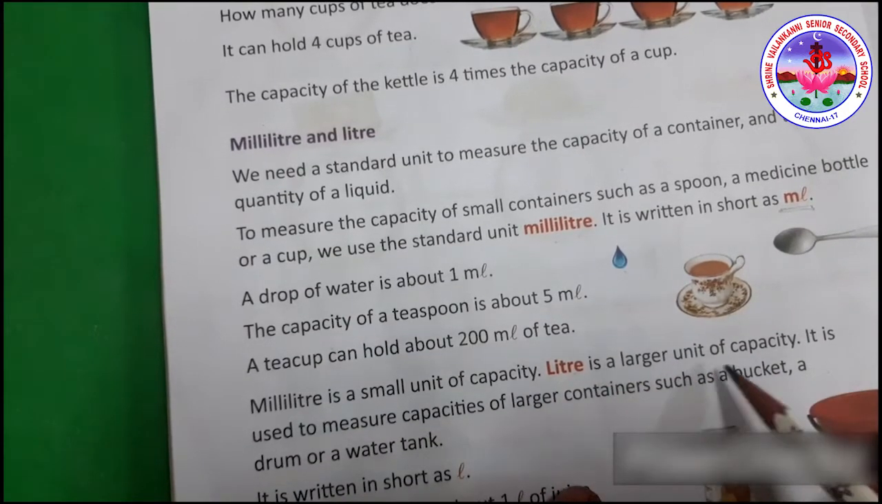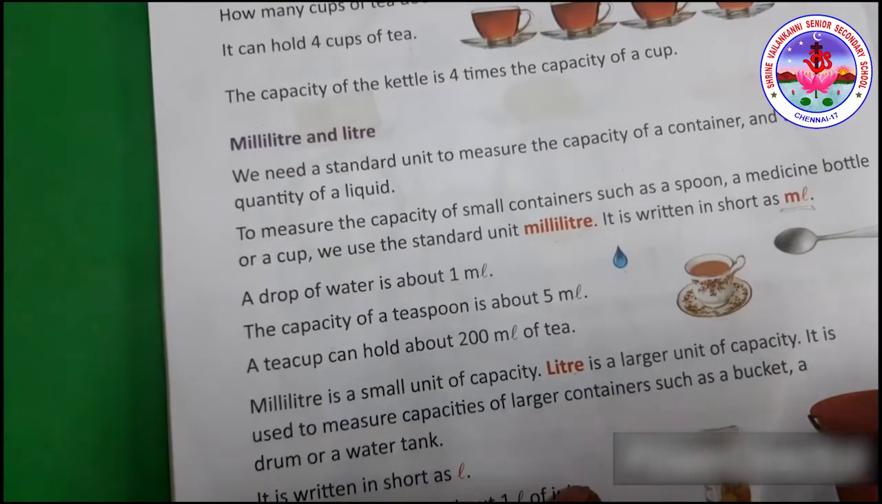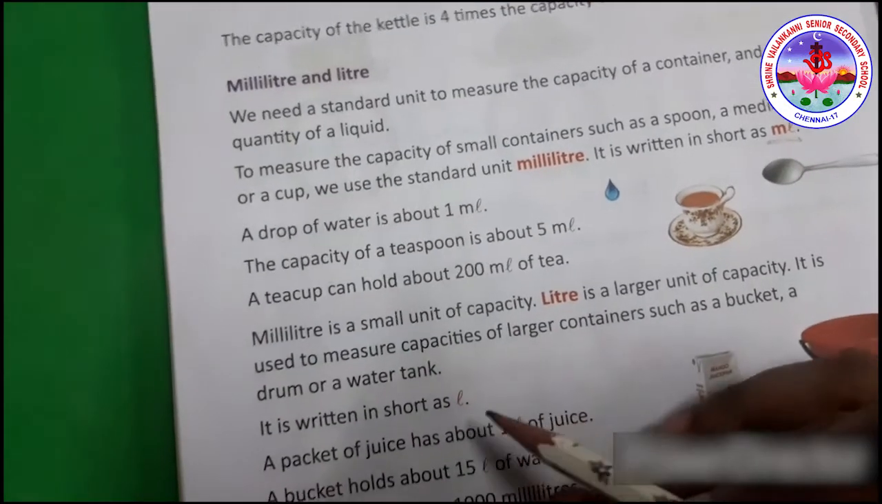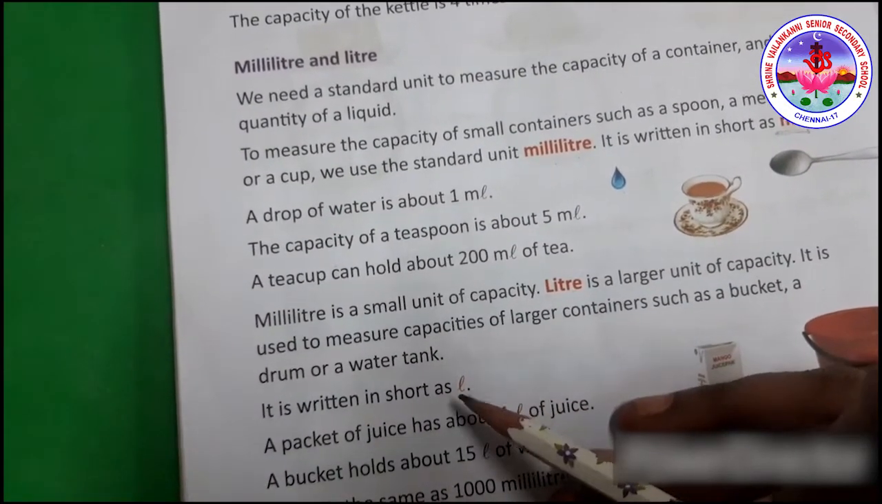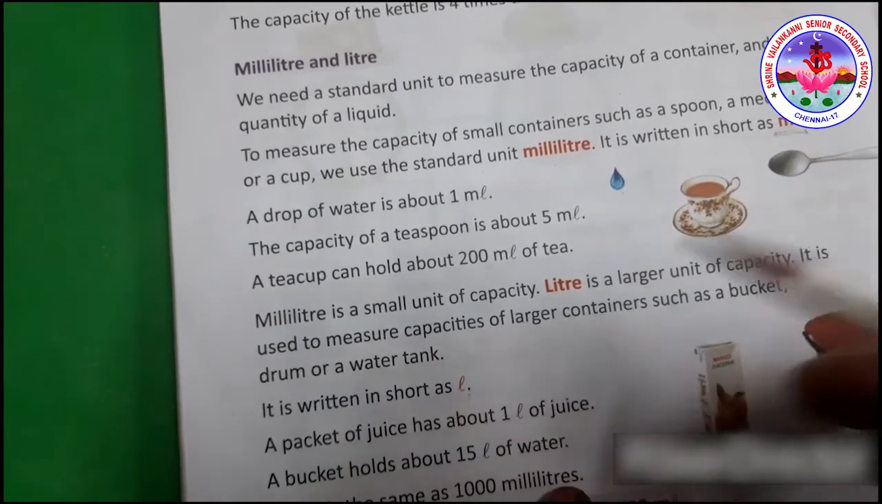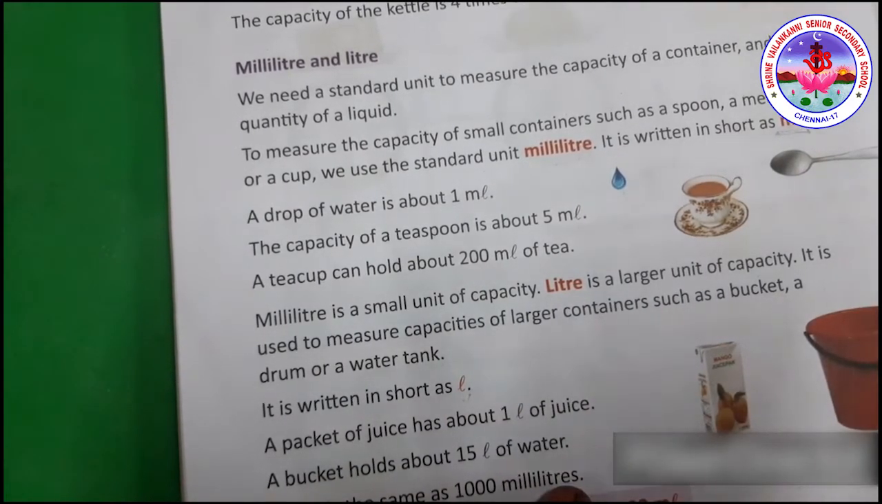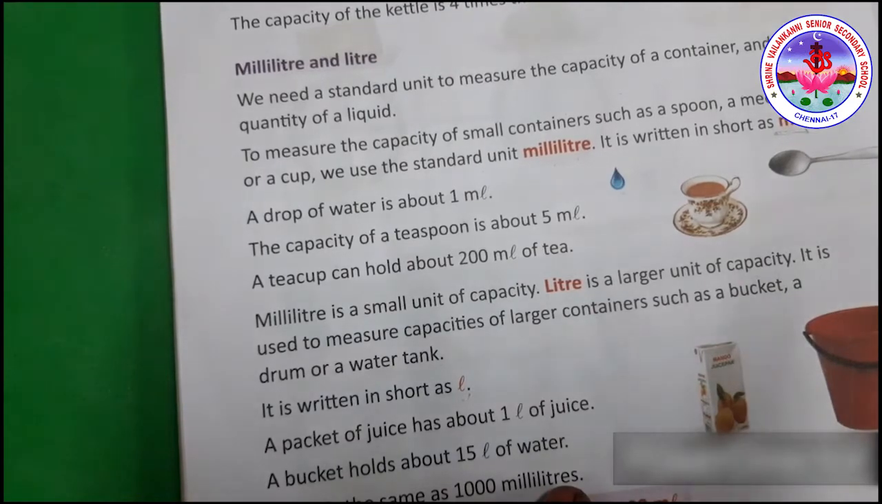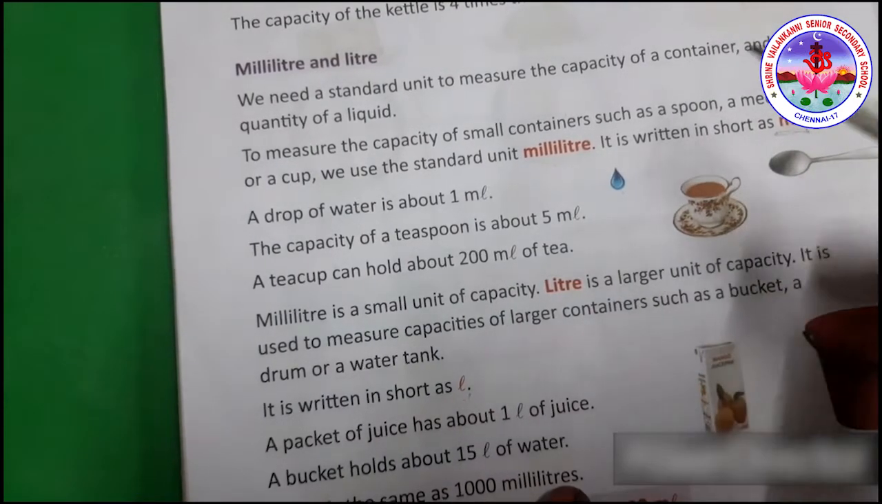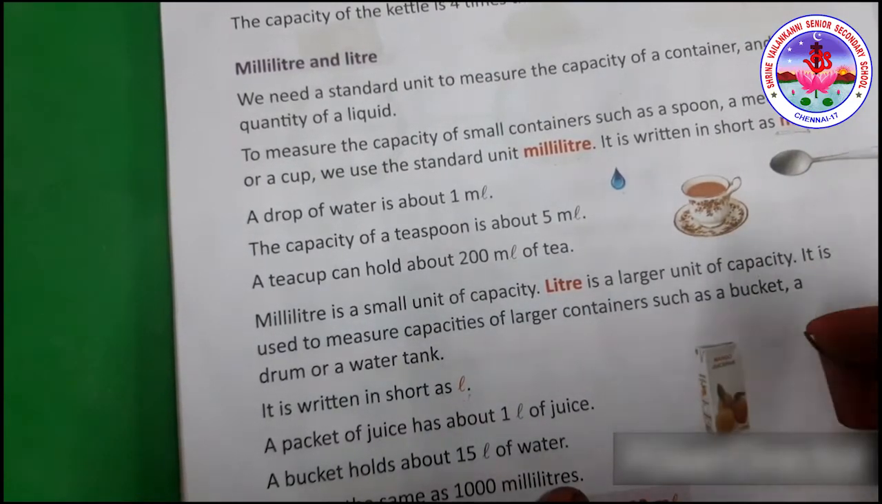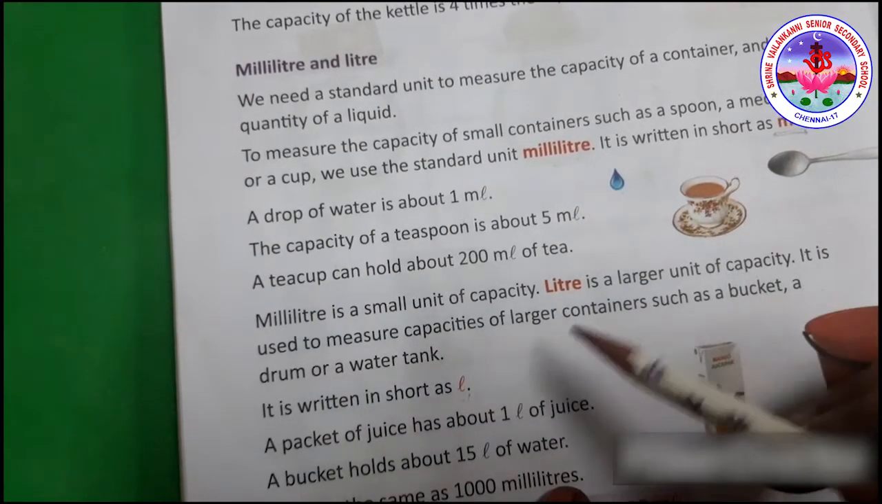Liter is a larger unit of capacity. That is, we use liter to measure the capacity of larger containers. The short way of denoting it is L, liter. This you can see in juice bottles: 2 liter Pepsi, 1.5 liter Coke. Even ml you can see in smaller juice bottles: 200 ml, 250 ml, 500 ml, like that.